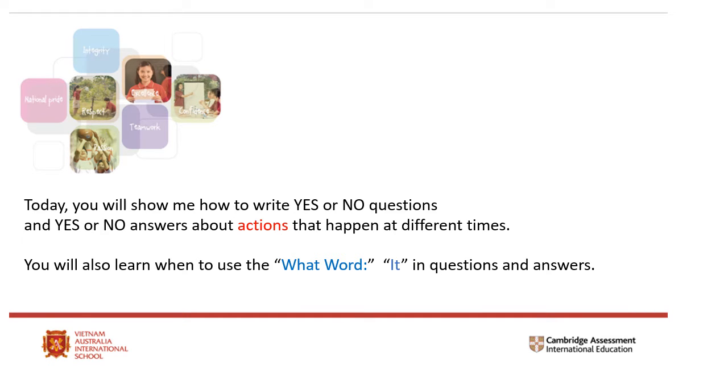So today in this lesson, you will show me how to write yes or no questions like we have practiced, and yes or no answers about actions that happen at different times. Every time we have a lesson, we try to write about different kinds of actions. You will also learn when to use the what word, it, in questions and answers. We have practiced using who words in questions and answers, and today we will use a what word called it in questions and answers.